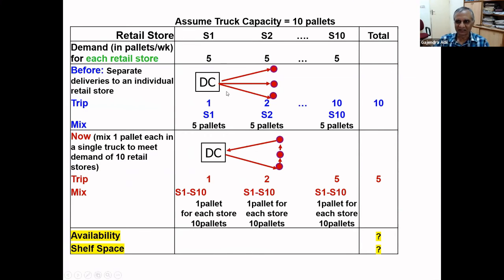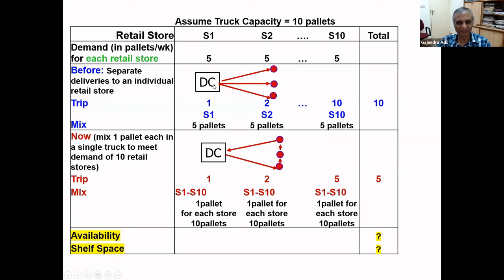So roughly, okay, this is not the exact situation, but a simple example. Let's assume there are 10 retail stores, S1 to S10. Truck capacity, assume 10 pallets you can accommodate, a big truck. Okay, and these are the pallet loads of demand of each retail store. So store 1 has 5 pallets, this has 5 pallets, and so on. So a total of 50 pallets across 10 stores, right? How were you shipping earlier? Direct shipment. So this demand I'll meet once.